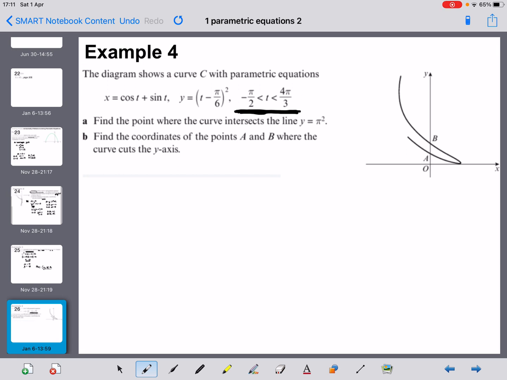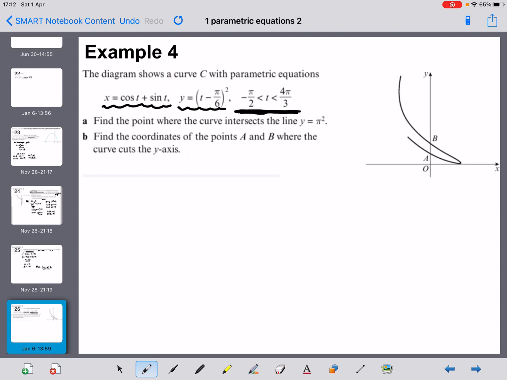Right, part A. Find the point where the curve intersects the line y equals pi squared. So we've got a curve given parametrically, we've got the x parametric, and we've got the y parametric. We know that the curve is valid when t is greater than minus pi on 2, but less than 4 pi on 3. So that weird looking curve is only valid for t values between minus pi on 2 and 4 pi on 3.